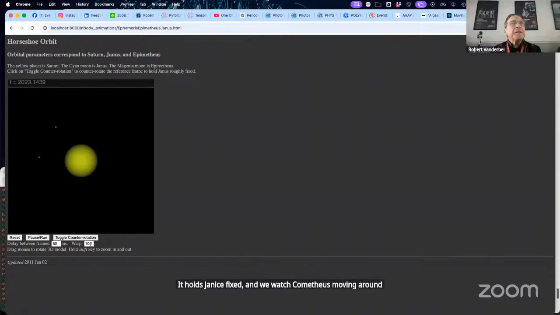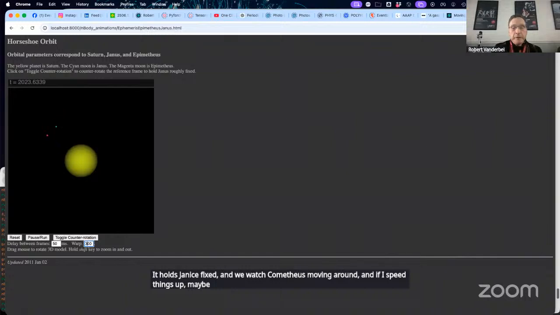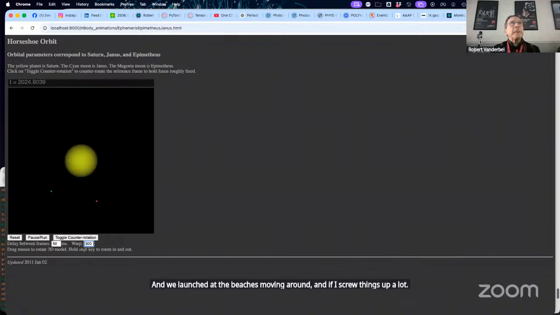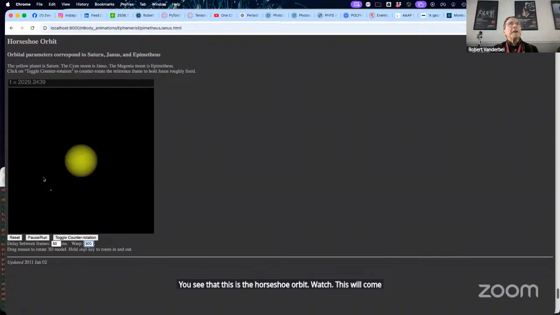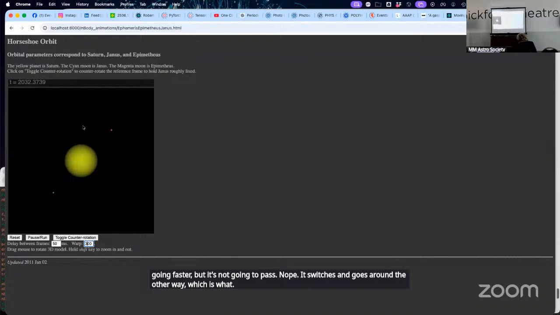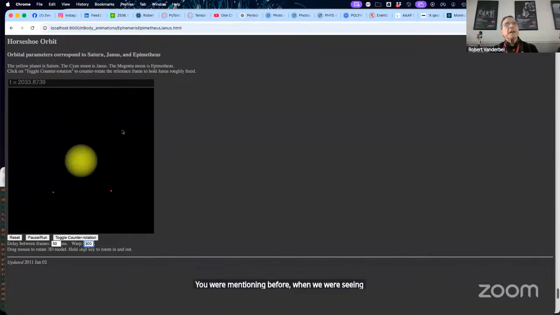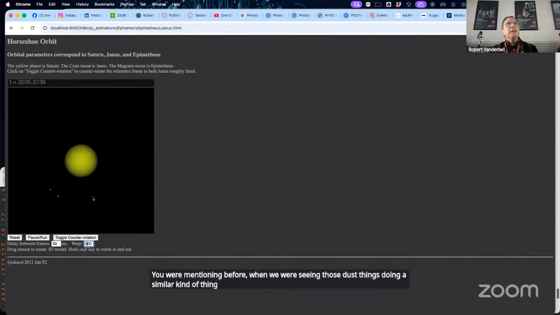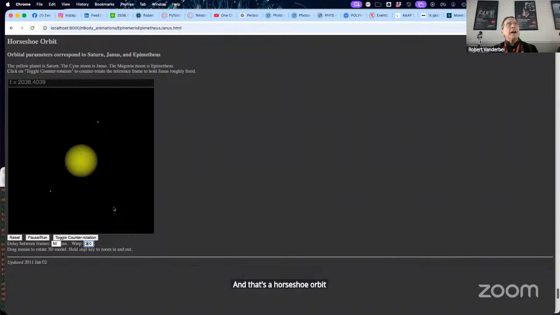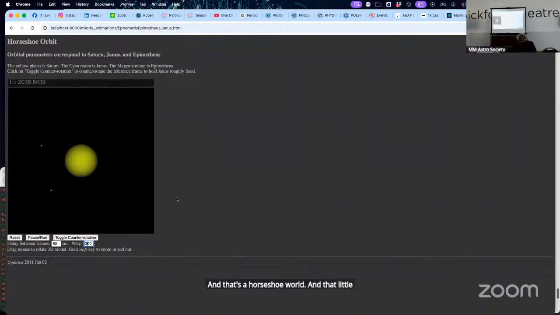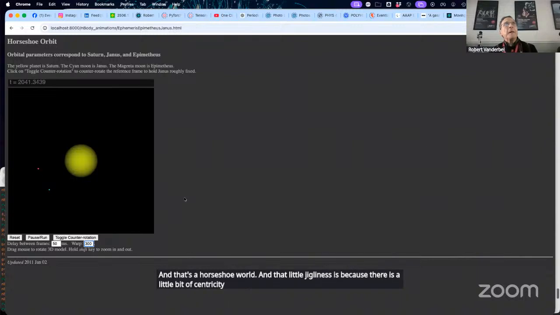And if I speed things up, maybe make this warp 300, because that speeded up a lot. You see that this is the horseshoe orbit. Watch. This will come around. It's going faster, but it's not going to pass. Nope. It switches and goes around the other way, which is what you were mentioning before when we were seeing those dust things doing a similar kind of thing. And that's a horseshoe orbit. And that little jiggliness is because there is a little bit of eccentricity in these things.